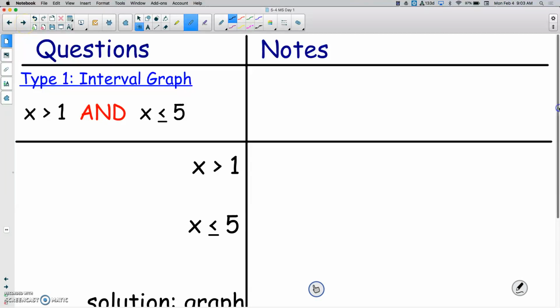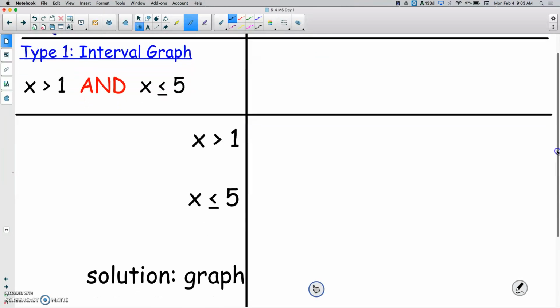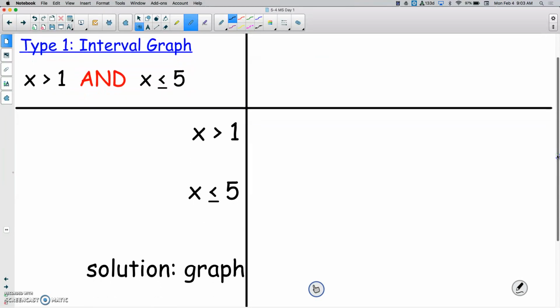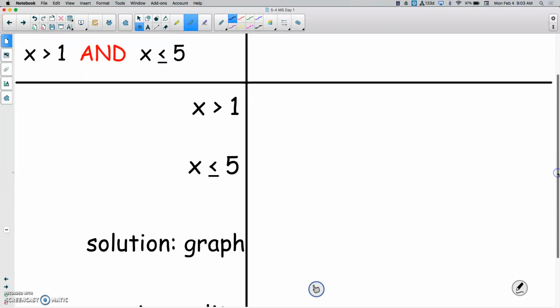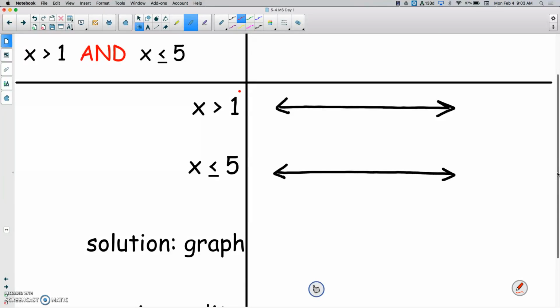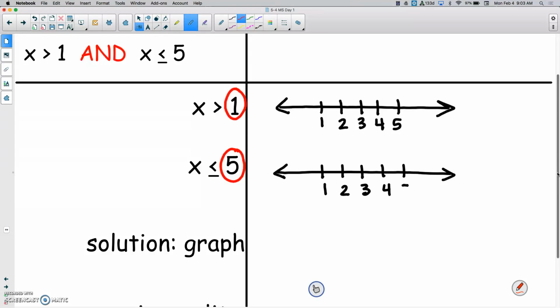All right, type 1. So we have three different types that we're going to be learning about today. The first type is called an interval graph. So we have two inequalities. X is greater than 1 and x is less than or equal to 5. I'm going to graph these inequalities individually, but I'm going to make sure that I line them up. So watch what I do. My two numbers are 1 and 5. So that means that I want both of my number lines to have 1 and 5 on them, and I want them lined up because this is really important for the visual piece.